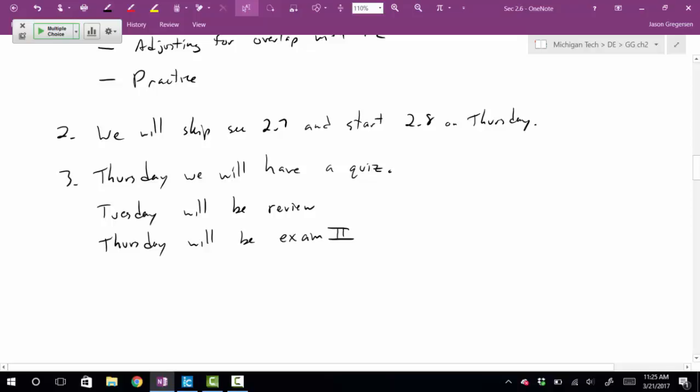Yes, everything should be returned. Pretty much everything is graded. Scores should be entered as of last night, maybe late. I didn't really get them back till this morning.